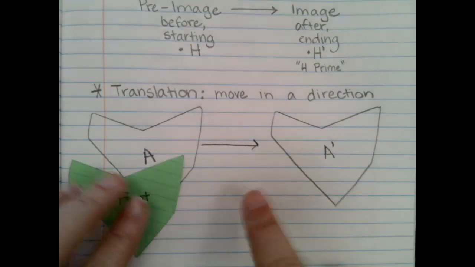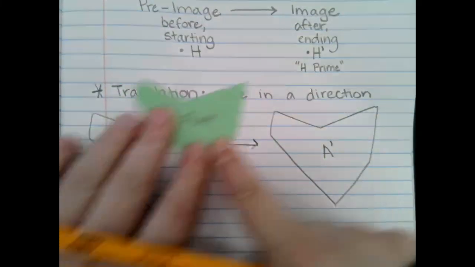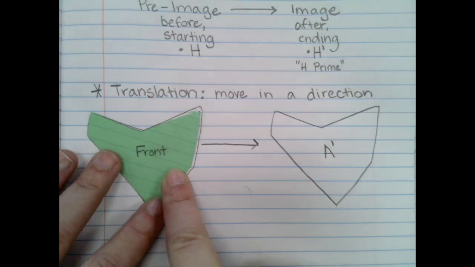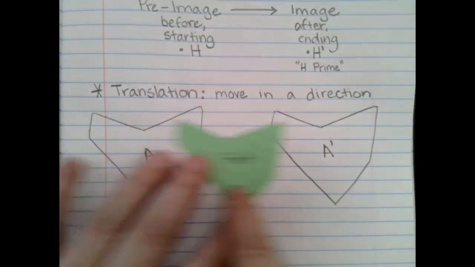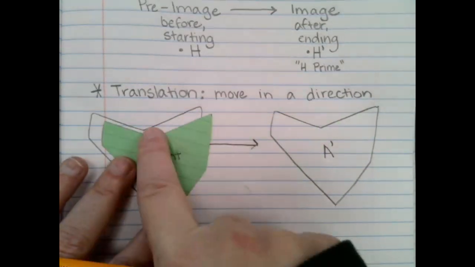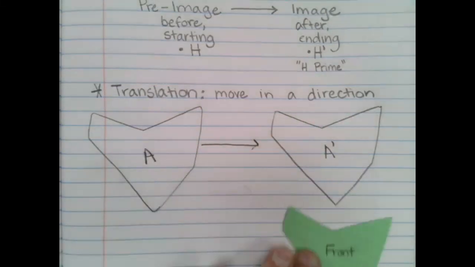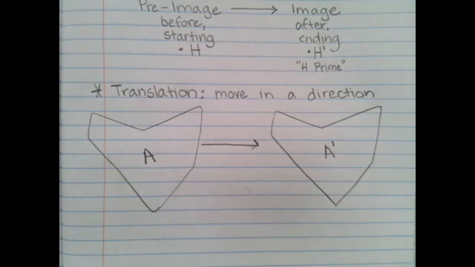Now, it didn't have to go to the right. It could have gone up. It could have gone diagonal. But we're not changing the way that this shape looks. The front is on the front. We didn't flip it over. The top is still the top. The bottom is still the bottom. Does that make sense? Translation. All right, we're going to do one more on this page, and then I'm going to run out of space. We're going to do a reflection.